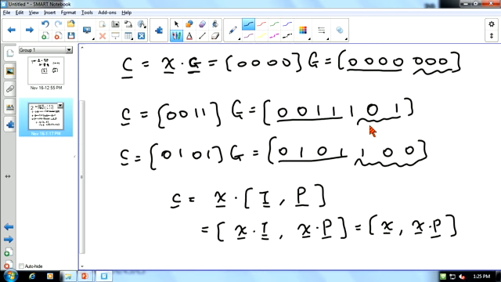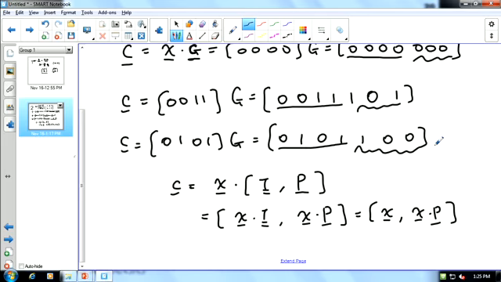So this type of code is called a systematic code. By systematic code, we mean the first k bits of the code words are exactly the same as the information bits. If this condition is satisfied, it's called a systematic code. Again, the first k bits of the code word are exactly the same as the original information bits.